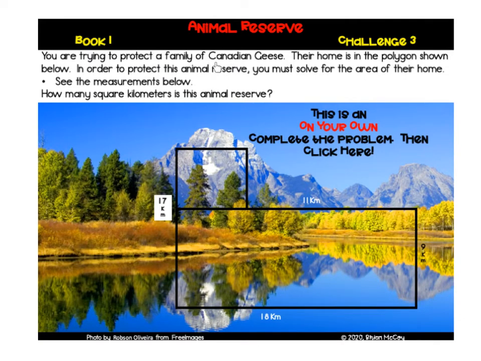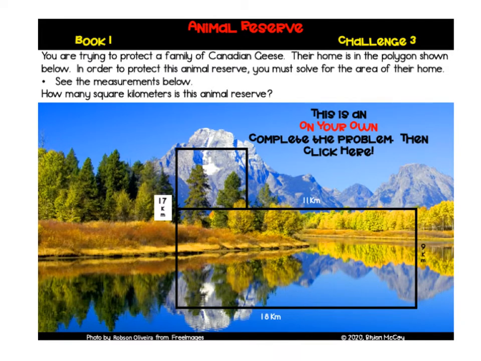You are trying to protect a family of Canadian geese. That is very nice of you. Their home is in the polygon area, shown below, right here. And in order to protect this animal reserve, you must solve for the area of their home. See the measurements below. We got all the measurements here. And how many square kilometers is this animal reserve? Well, let's figure that out right now.